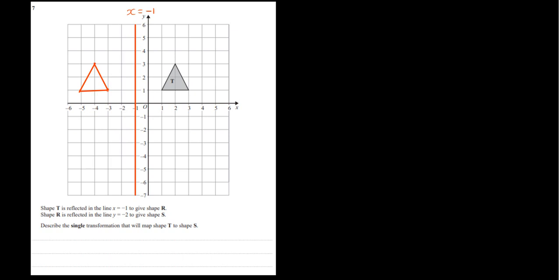Then it says shape R is reflected in the line y equals minus 2. The line y equals minus 2 is a horizontal line. Let me choose a different color so you don't get confused. So that's y equals minus 2, and I'll write it down as well.